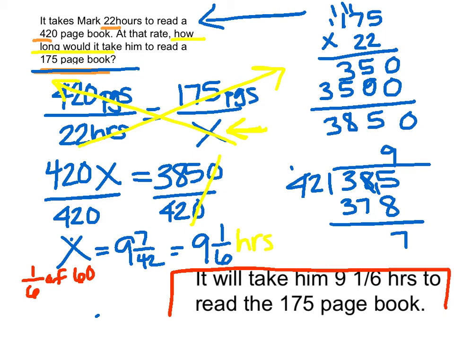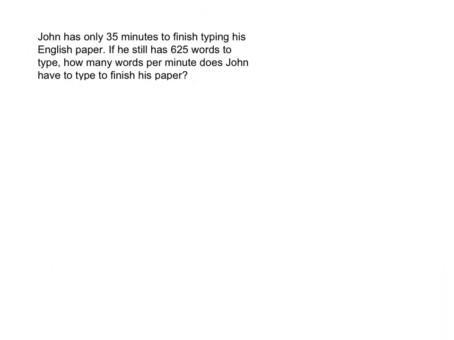And 60 times 1/6 is 60 over 6. And 60 over 6 is 10. So this is 9 hours and 10 minutes to read the 175-page book. Okay, let's move on to the next.